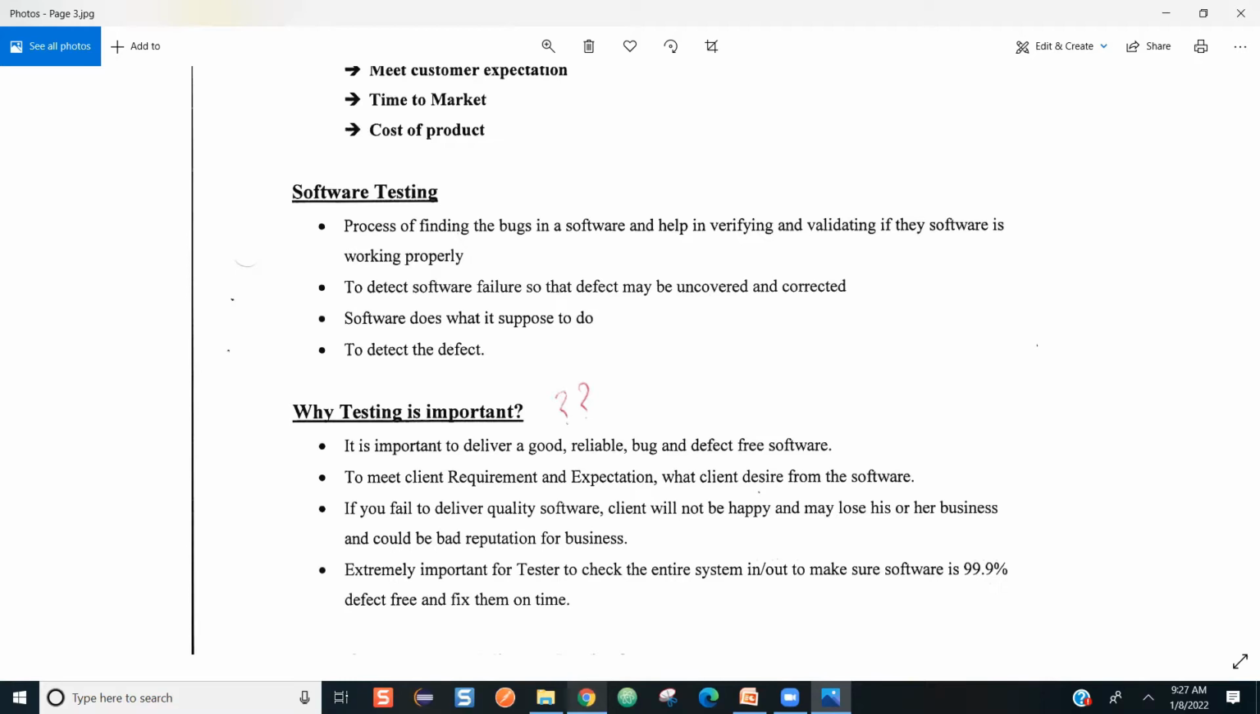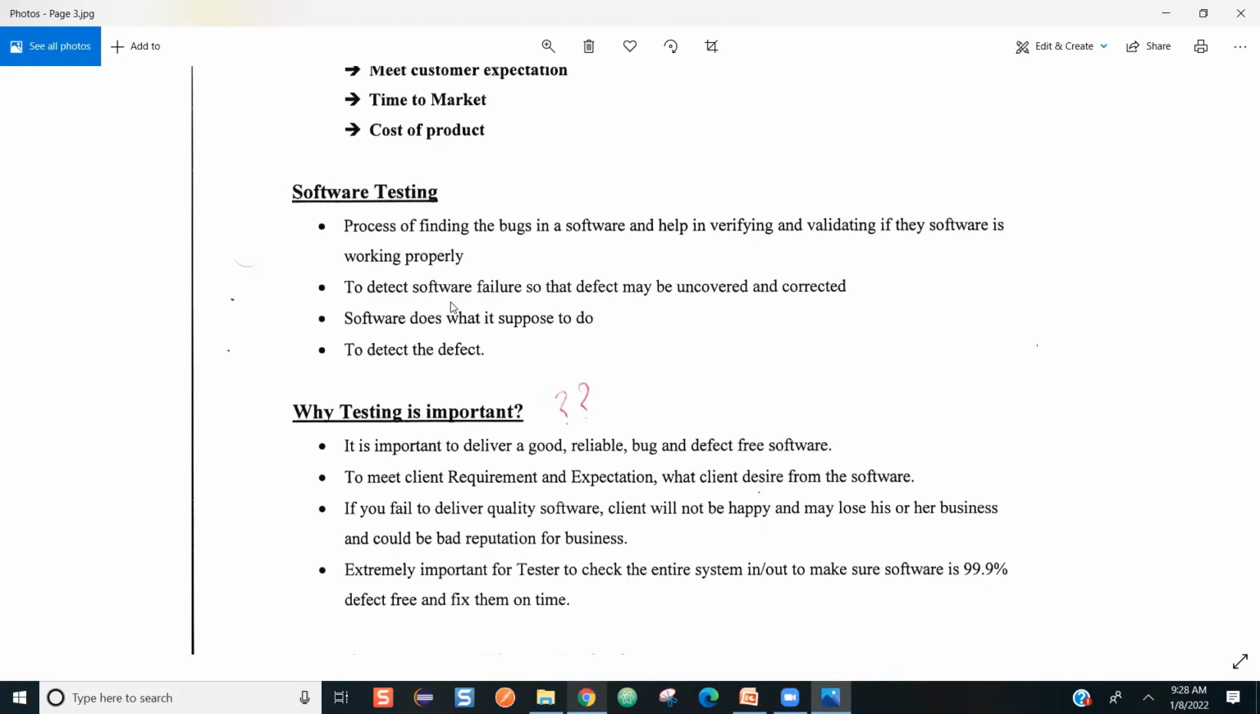So then what is software testing? If this is the quality, then what is software testing? It is the process of finding bugs in software and helping in verifying and validating if the software is working properly, to detect software failure so that defects may be corrected. For example, the software does what it's supposed to do, and to detect defects. Why will we test? Because if we test the software, then we provide defect-free software, and the software does according to the customer requirement, or does what it's supposed to do, and is defect free.